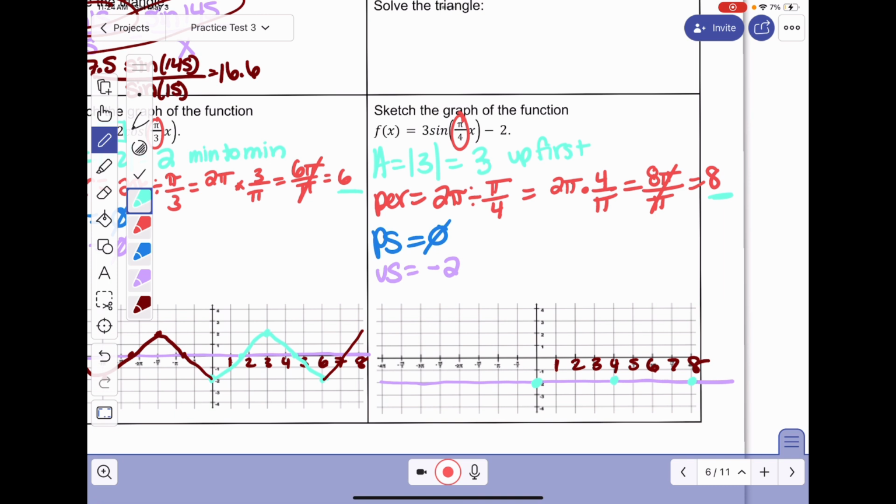We go up first. So halfway between 1 and 4, which is 2, we're going to go up 3 because that's our amplitude. And then halfway between 4 and 8, which is 6, we're going to go down. So that's one period of our sine graph. If I wanted to repeat that, I would keep going down, back up, back up. Oops, that's not far enough. Back up, back down, and it would just repeat over and over again forever. So there's your trig graphs.